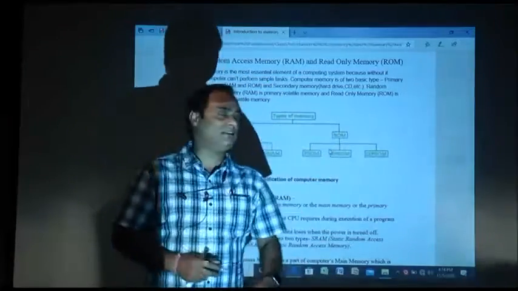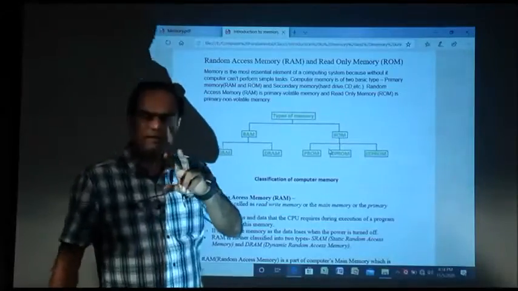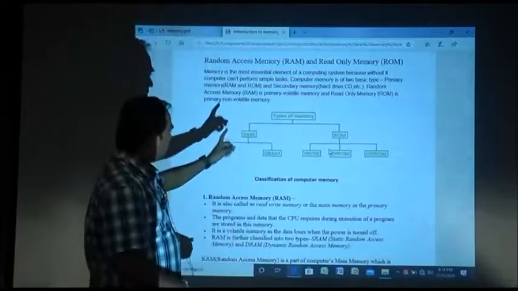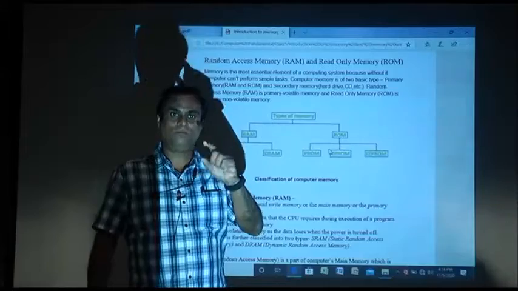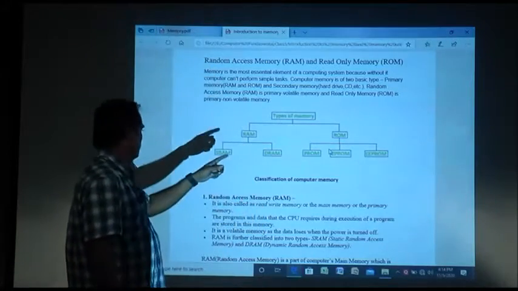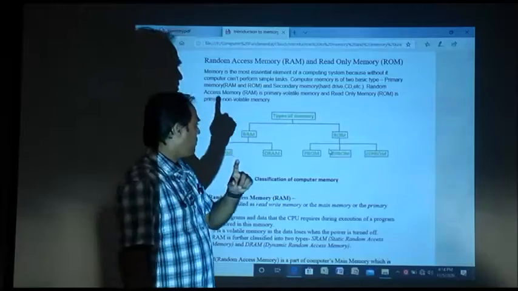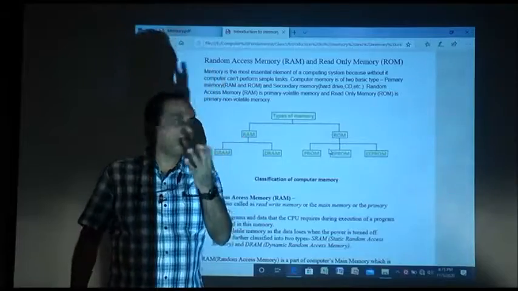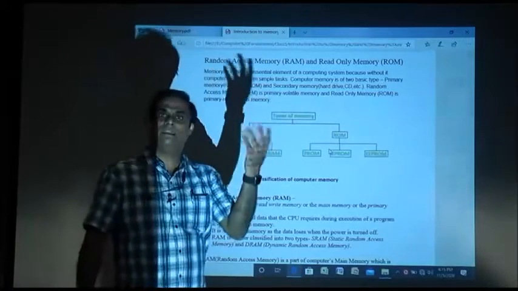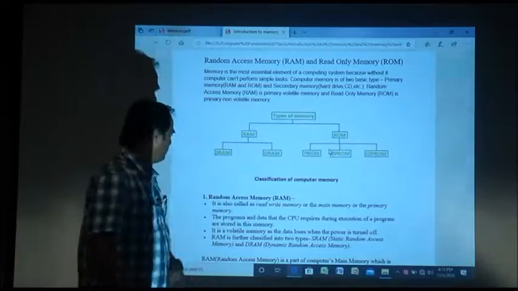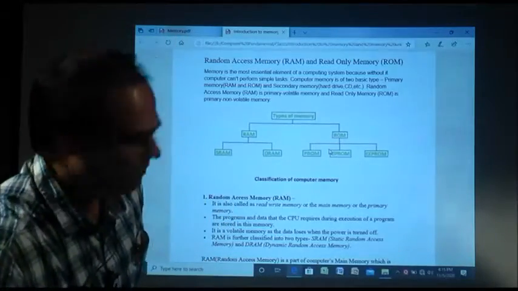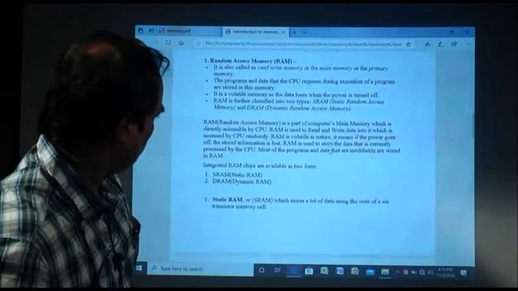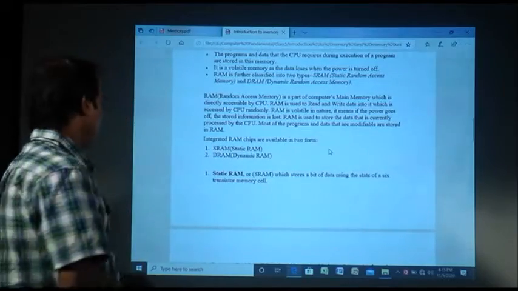RAM has two types: one is SRAM, that is static RAM, and the other is DRAM, dynamic RAM. Like that, in ROM we have PROM, programmable read-only memory, then EPROM, erasable programmable read-only memory, and EEPROM, electrically erasable programmable read-only memory. These are the classification of computer memory.